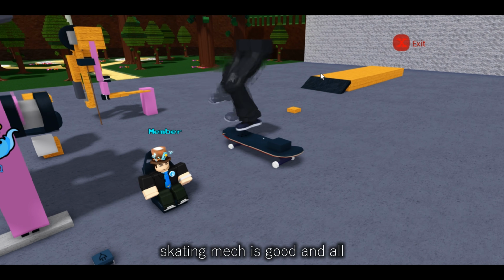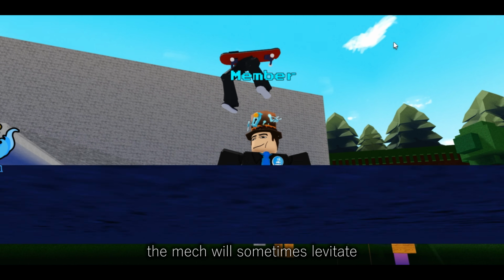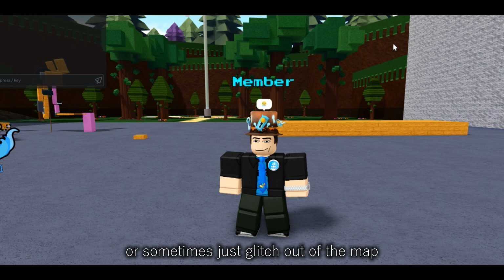The skating mech is good and all, it's just that due to Roblox physics being terribly bad, the mech will sometimes levitate and float away on its own, or sometimes just glitch out of the map.